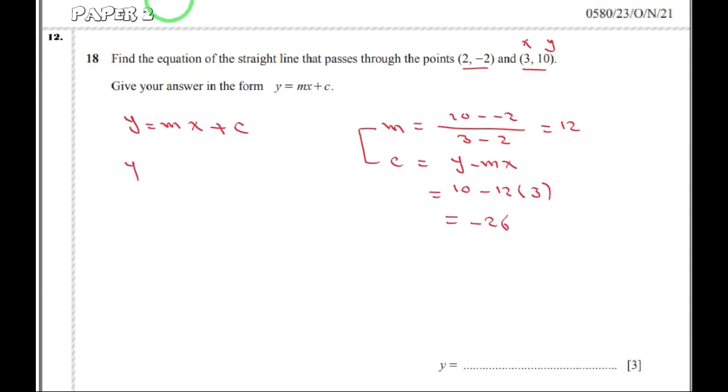Now we can write the equation of the straight line, which is y equals 12x minus 26. Thank you.